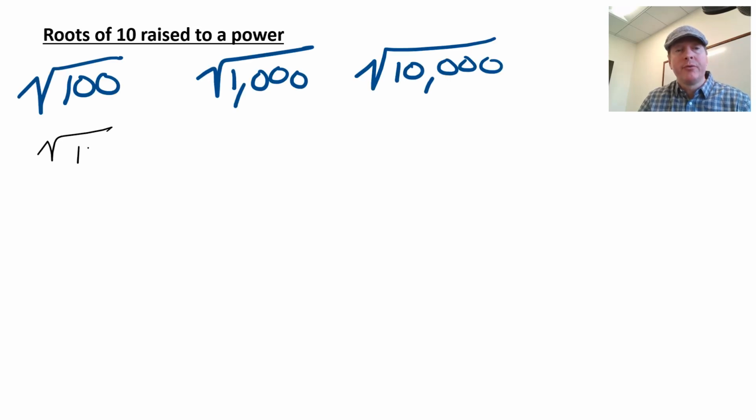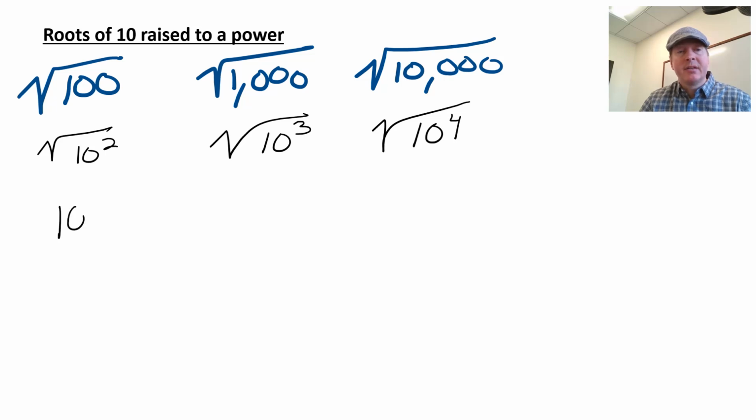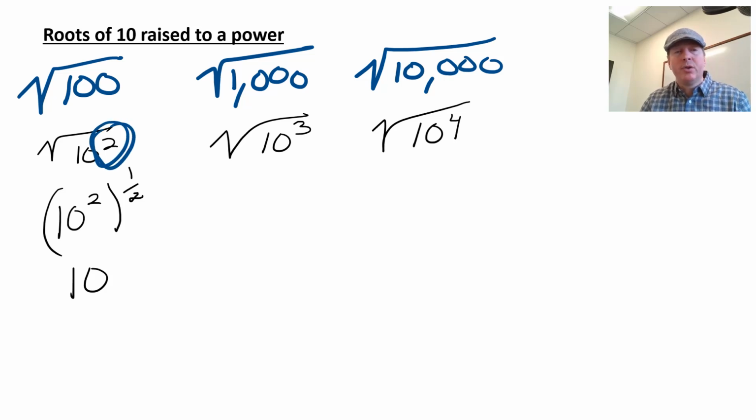Let's talk about the number 10 raised to an exponent and the roots of 10 when it's raised to an exponent. Square root of 100, same thing as the square root of 10 squared. Square root of 1,000 is the same thing as the square root of 10 cubed, and then 10,000 is 10 to the 4th. Well, the square root of 10 squared is the same thing as 10 squared to the power of 1/2, which is 10 to the 1. It's simply 10. So the moral of the story, if the exponent is 2, you divide by 2. You take 1/2 of that, it's 10 to the 1.